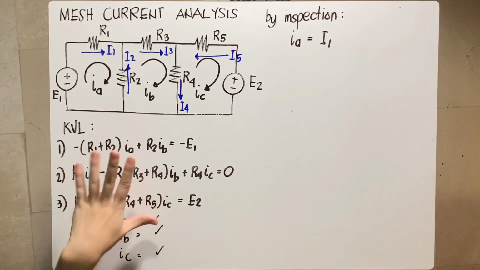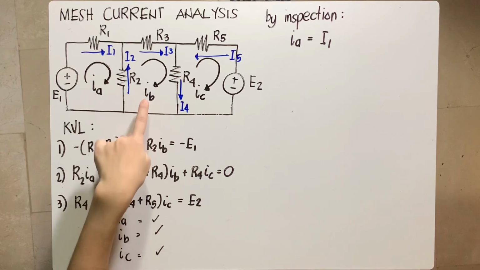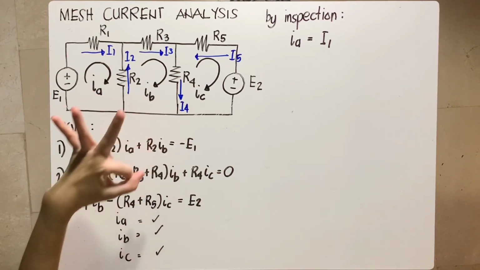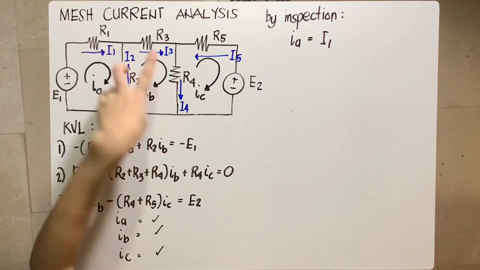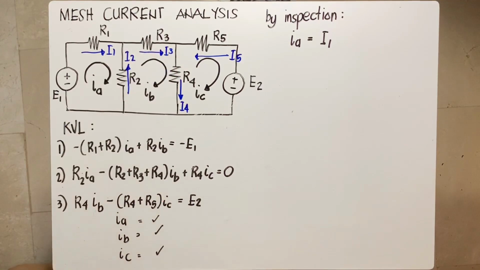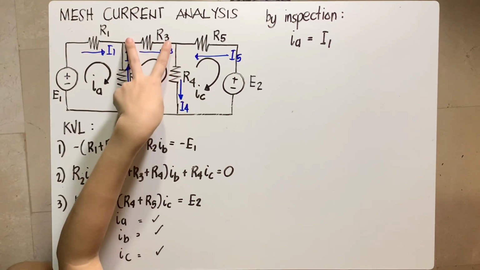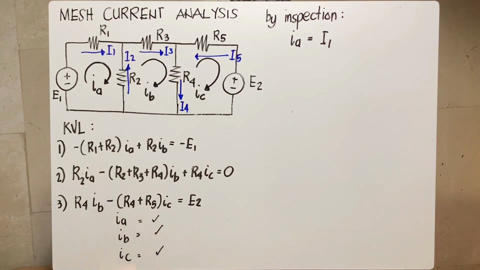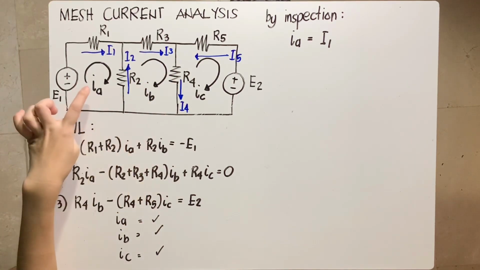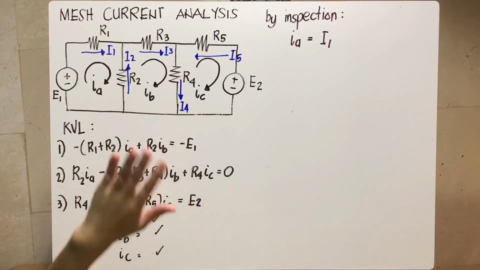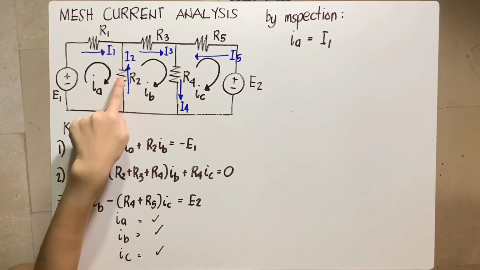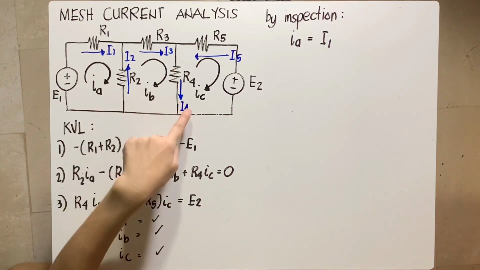Now, anong pwede nating sabihin tungkol kay IB? Si IB, it affects 3 branches. This branch, and this branch. Each of the branches have different currents. This is I2, ito ay I3, ito ay I4. Ang kaso, hindi natin pwedeng sabihin, kagaya ng nangyari kay IA and I1, hindi natin pwedeng sabihin na si IB ay equal kay I2 or si IB ay equal kay I4.